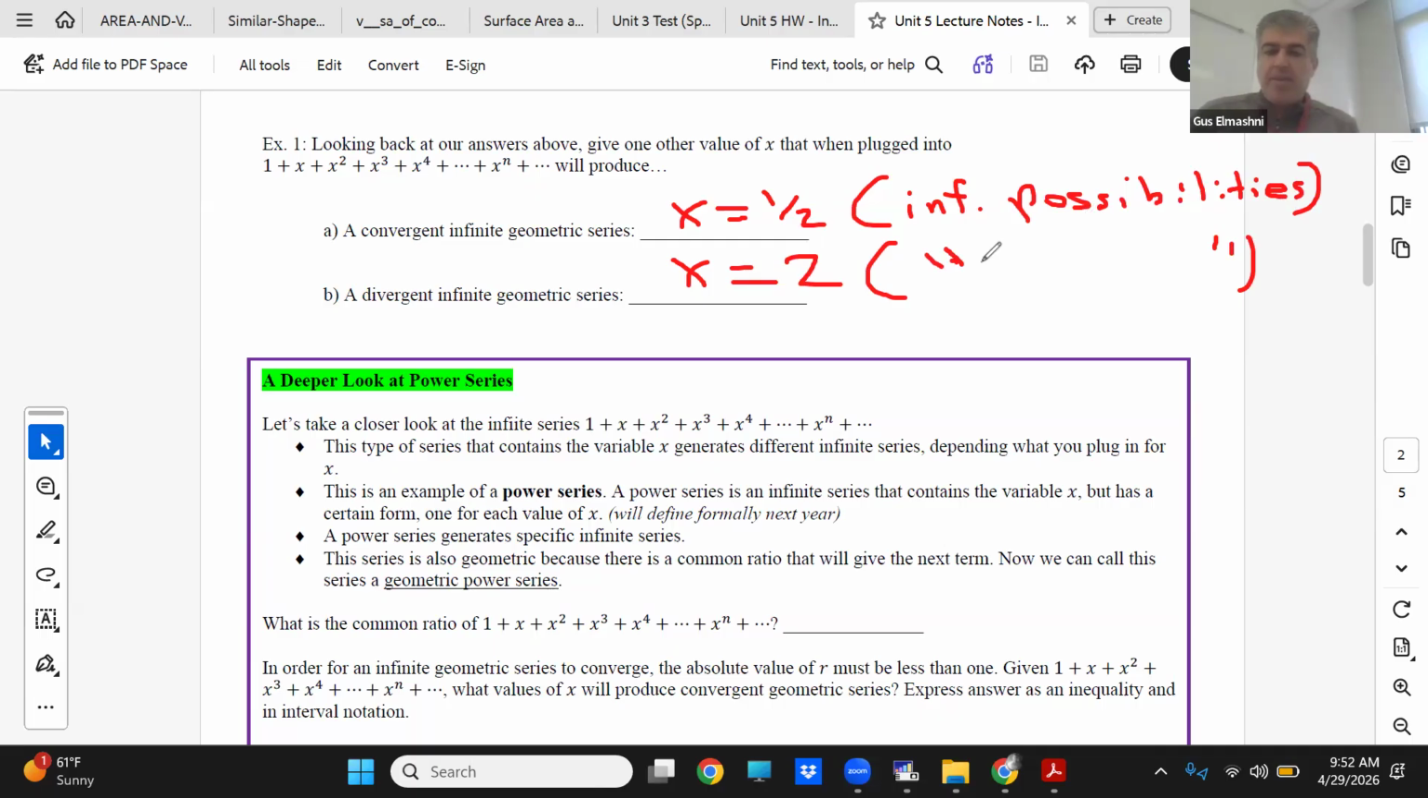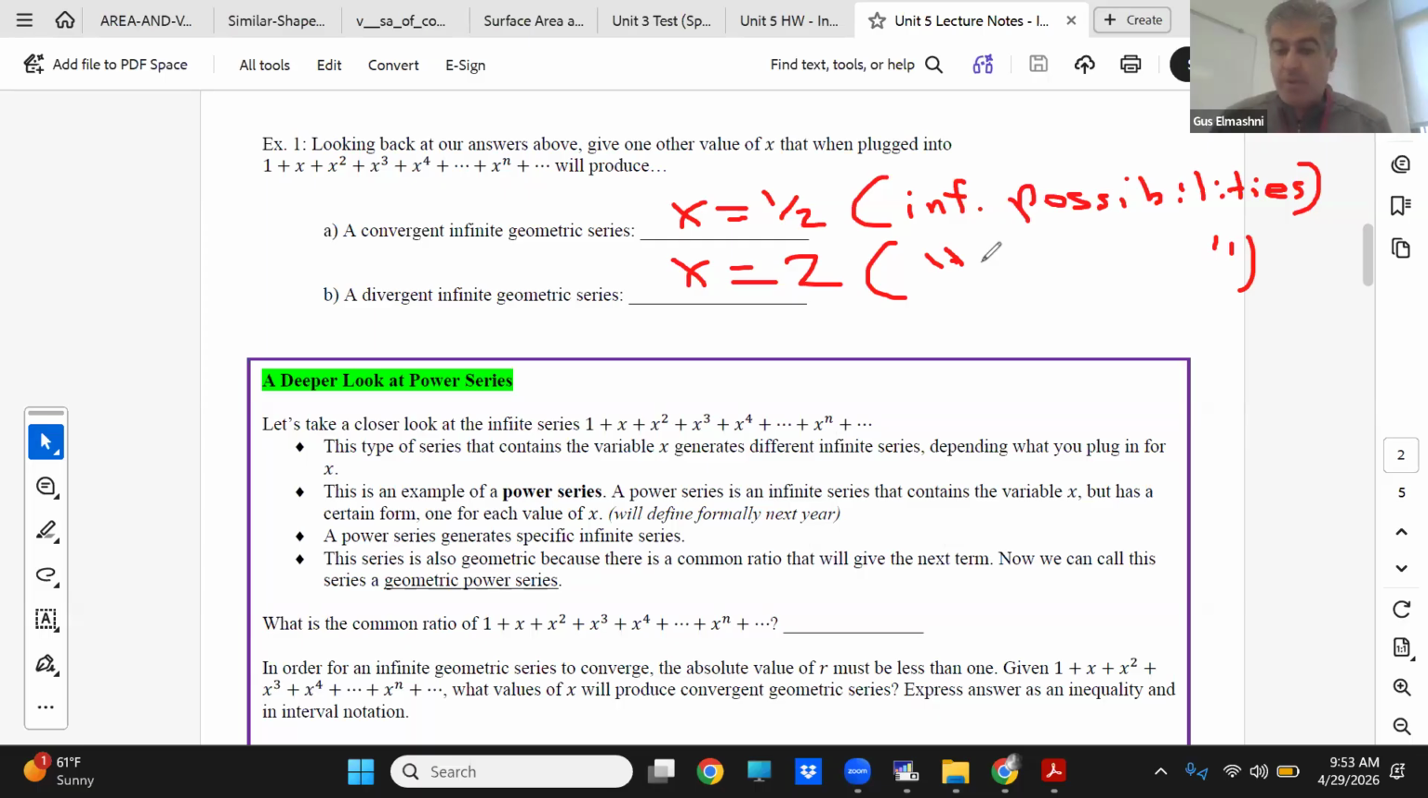So this type of series that contains variable x generates different infinite series depending on what you plug in for x. This is an example of a power series. A power series is an infinite series that contains variable x but has a certain form, one for each value of x. That will be defined more formally next year. A power series generates specific infinite series.